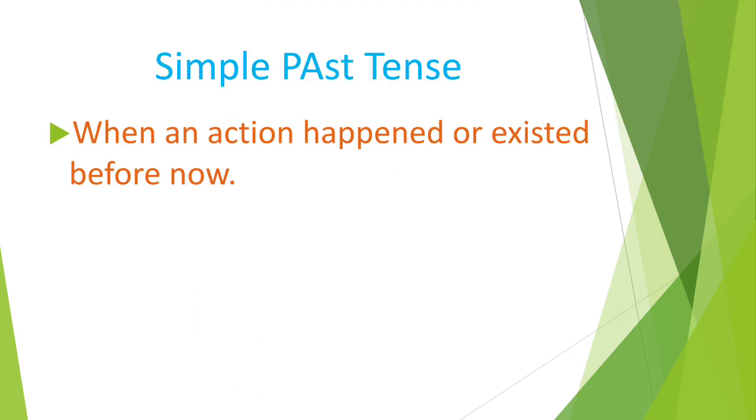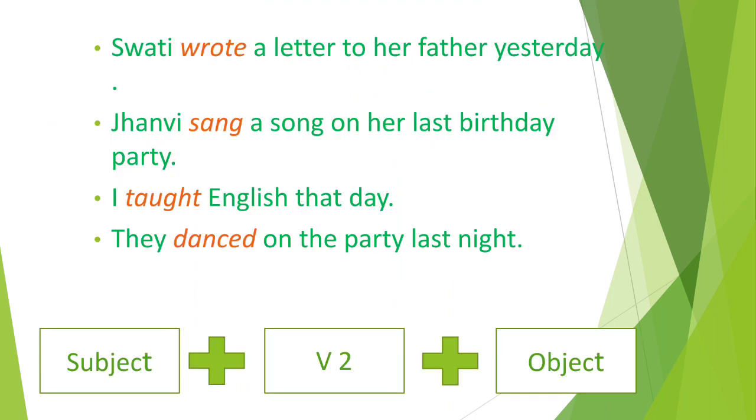We will move to the next tense, which is simple past tense. It is used when an action happened or existed before now, when an action happened in the past time. Let's have an example. I use similar verbs as I used in the previous tense for better understanding.